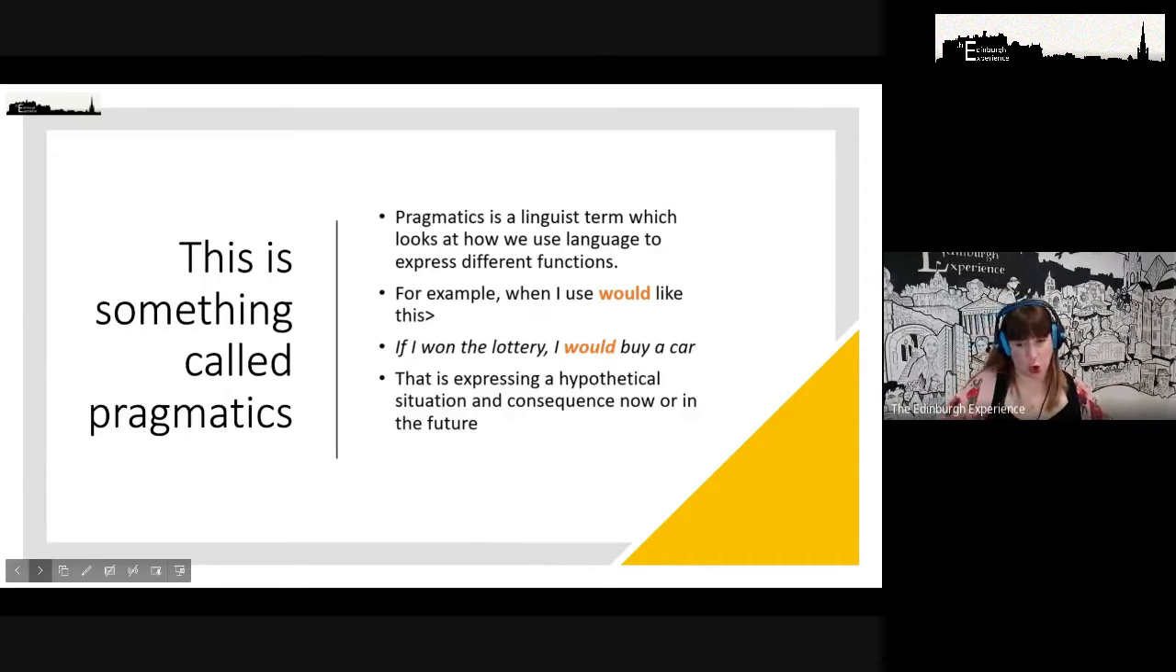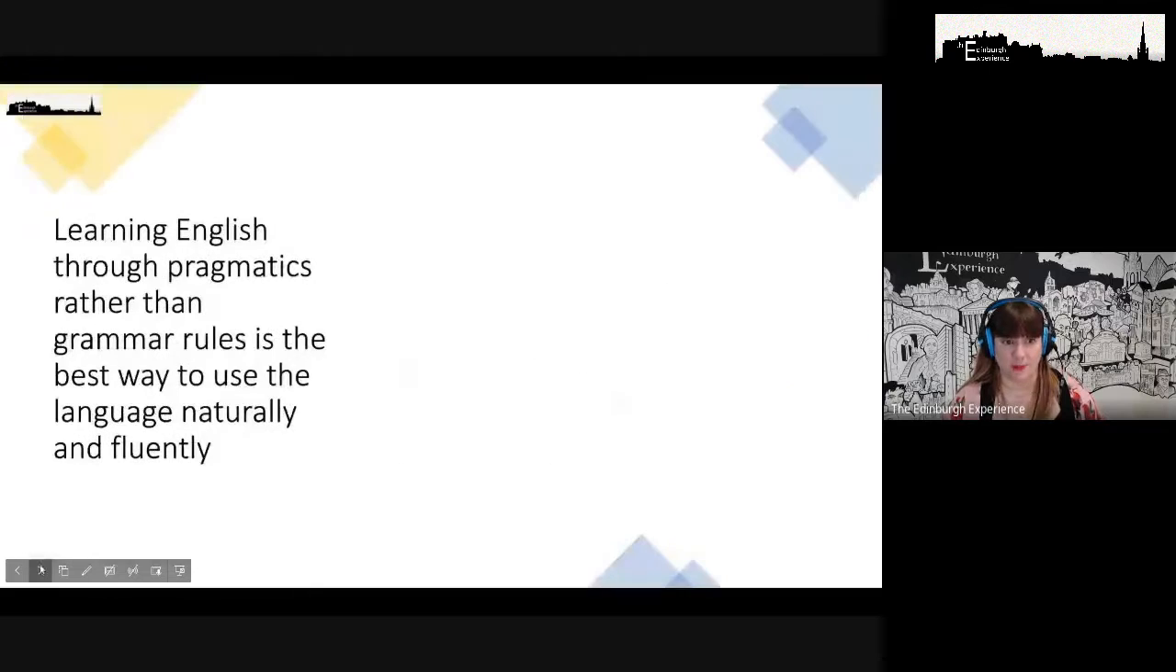Now, we give these common structures grammar names, and in this case, the second conditional, yeah? But it's much more important that we consider the pragmatics rather than the grammary aspect of it or the names of it. So if you learn English using pragmatics instead of these kind of standardized grammar rules, it's the very best way that you will use English naturally and fluently.